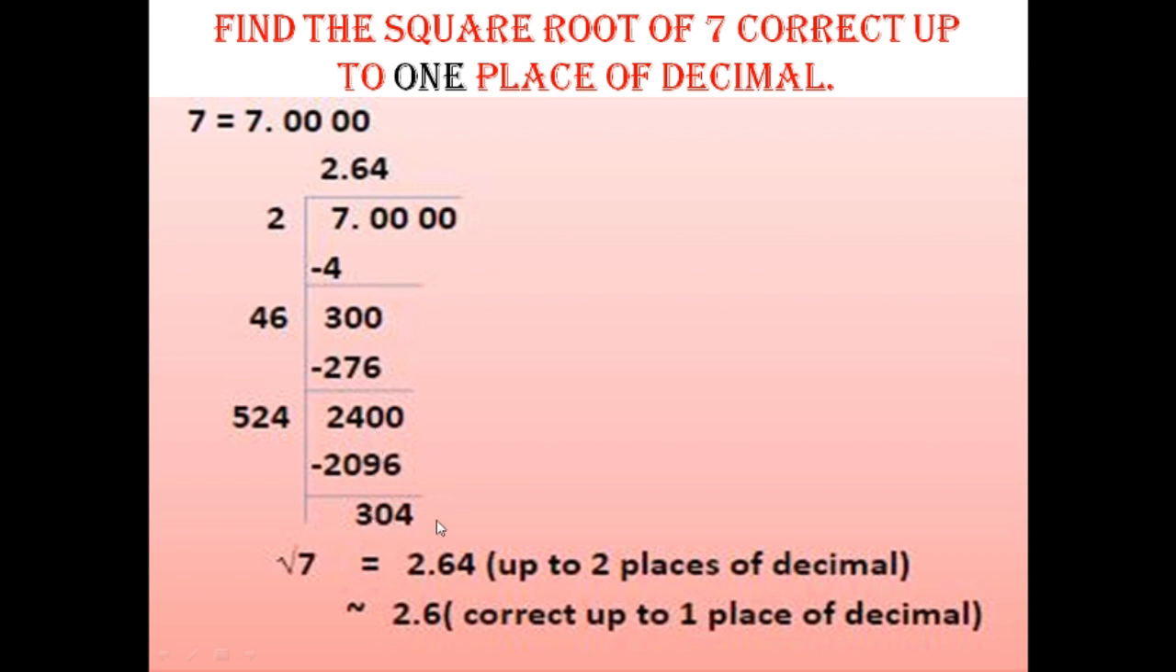stop here. Why are we stopping here? Because they have asked 1 decimal place. We have already solved up to 2 decimal places, so stop here. The square root of 7 is 2.64, to 2 places of decimal.